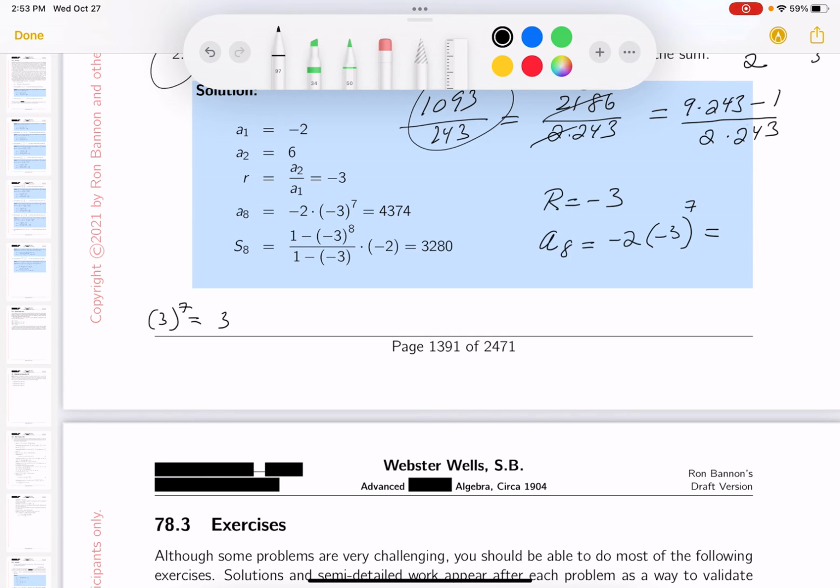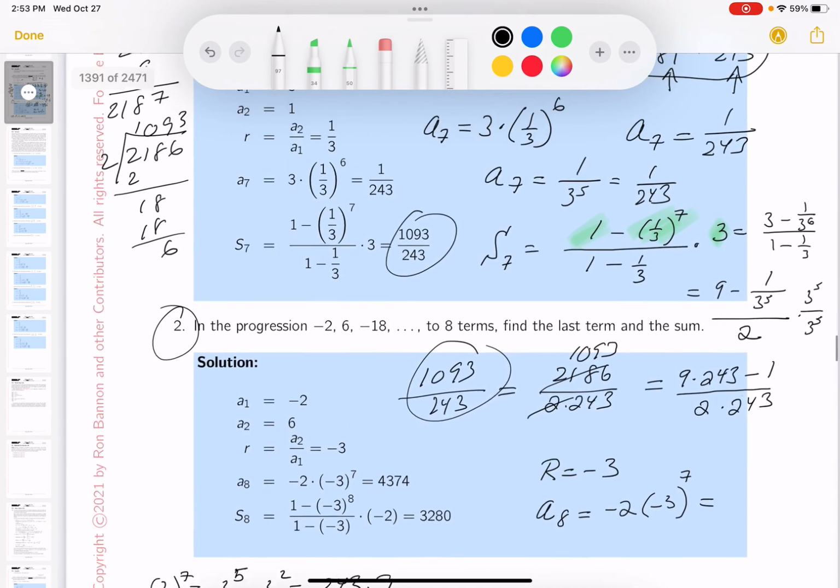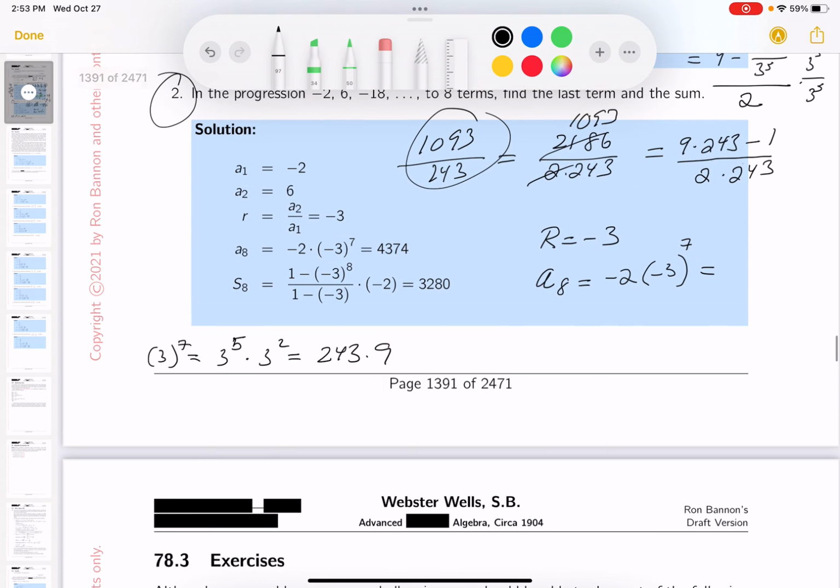Well, I'm going to say 3 to the 5th power. I just did that before, right? That's 243 times 3 squared. Let me write that down. Did we just do 9 times 243? We sure did. 2187. All right? And then what do I have to do? I have to multiply it by -2. I'm sorry, by 2. Let me put that down for you.